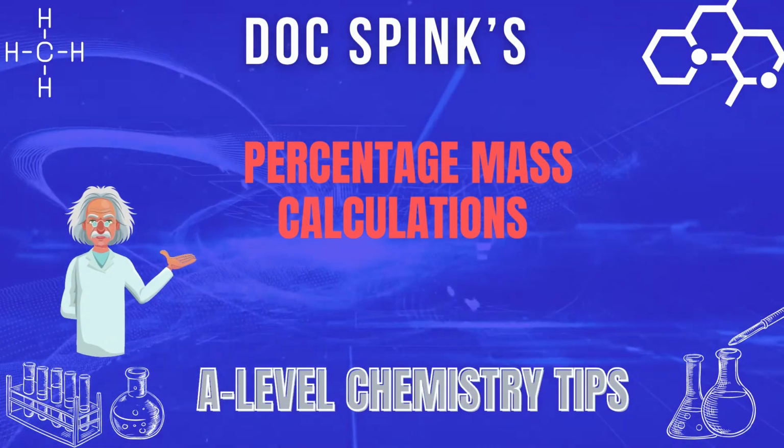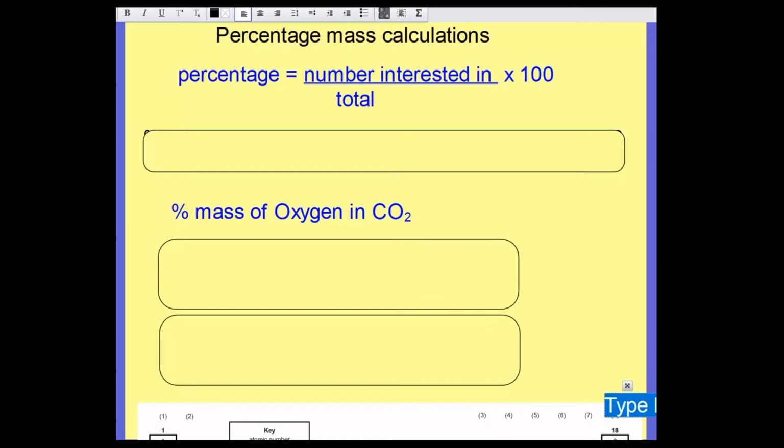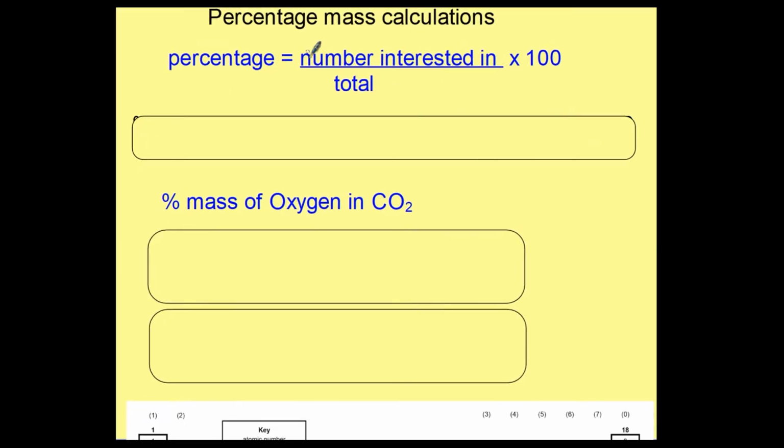This video is going to look at percentage mass calculations. It's useful really just to understand percentages if you haven't got a feeling for percentages. Basically, any percentage is a ratio. It's the number that you're interested in divided by the total number, and then you just times it by 100. So always times by 100 at the end.